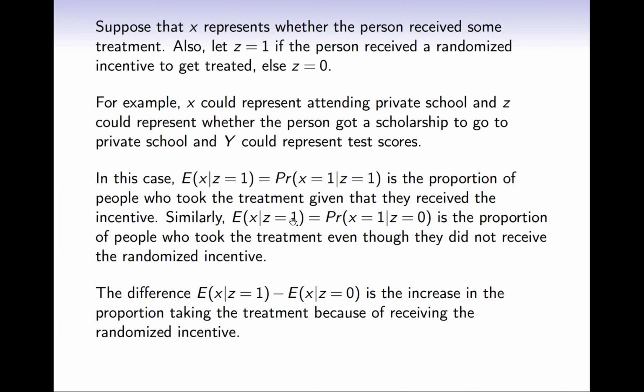Oh, you know what? This should be a 0. Sorry, that's a typo. This should be a 0. So similarly, if you condition on Z equals 0, that's the proportion of people who took the treatment even though they did not receive the incentive. Okay, and the difference is the increase in the proportion who take the treatment because of getting the incentive. So it's like the change in the fraction that go to private school depending on whether or not they got the randomized incentive.